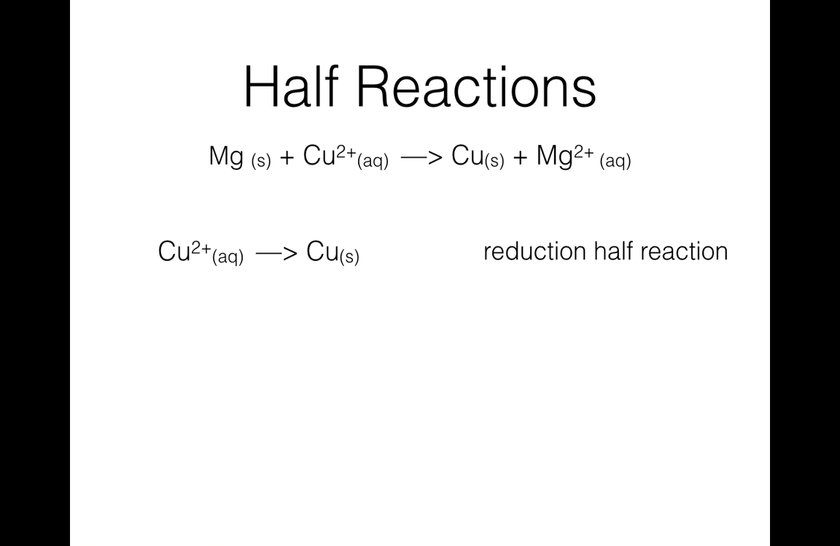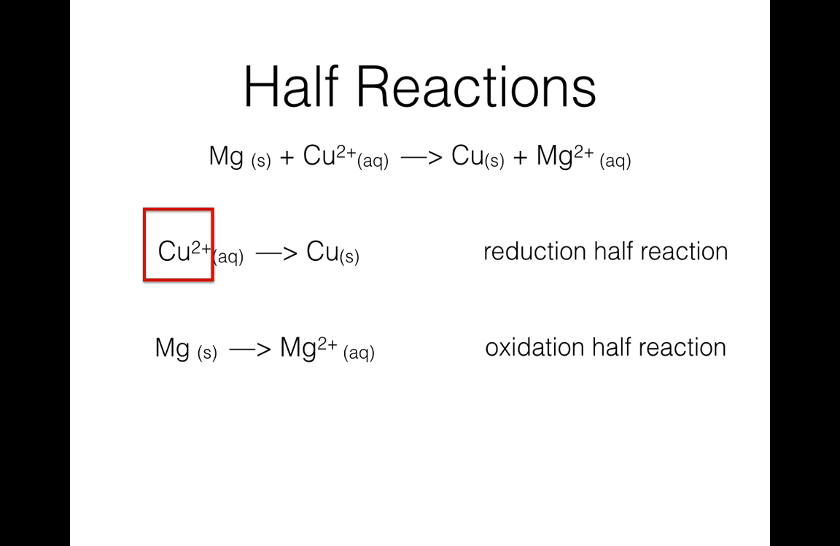reduction part. And then if we look at magnesium individually, magnesium 0 going to magnesium 2 plus is losing electrons, so that would be our oxidation half reaction. So now we're just looking at the oxidation part. Right? And then the reduction and oxidation parts put together become our total redox reaction. Now we can balance half reactions on their own, much in the same ways you'd balance any other reaction.